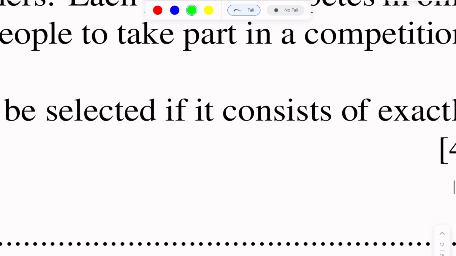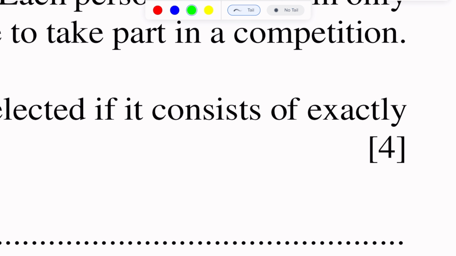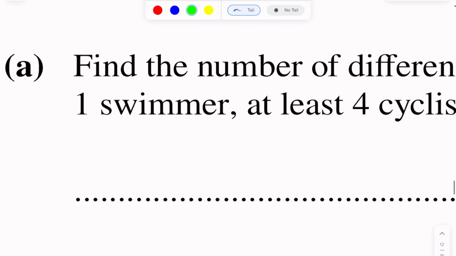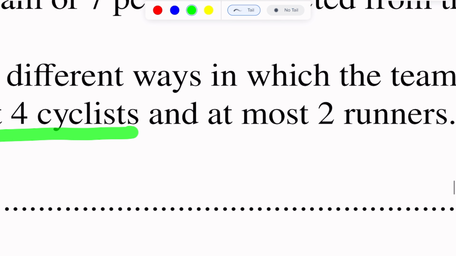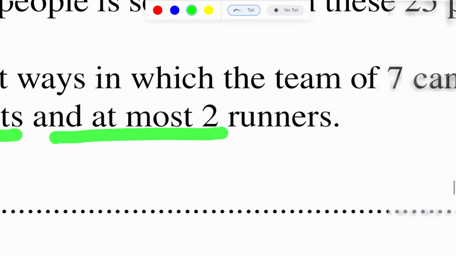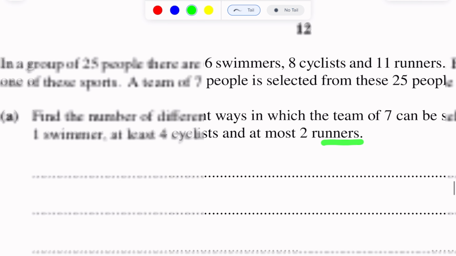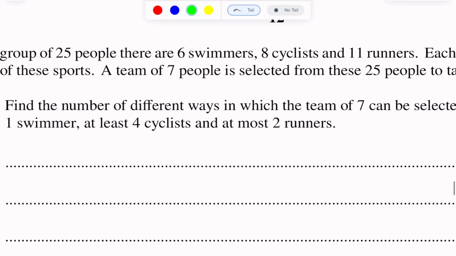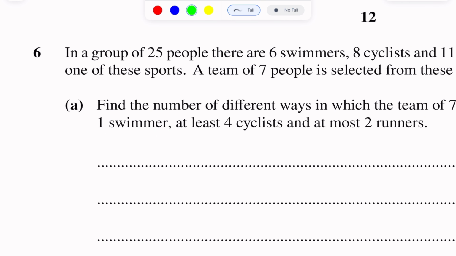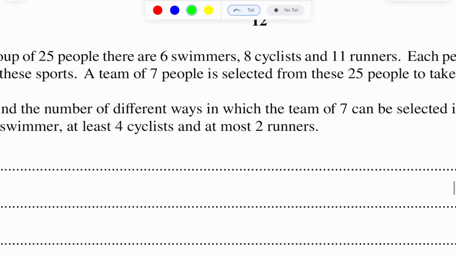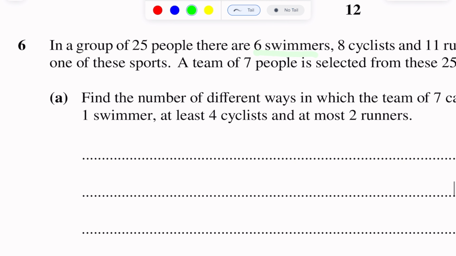If it consists of exactly one swimmer, at least 4 cyclists, and at most 2 runners. "If" means that there is a restriction. These are 3 words. Exactly one swimmer is very clear. Total swimmers are 6. We can take only one, exactly one swimmer.